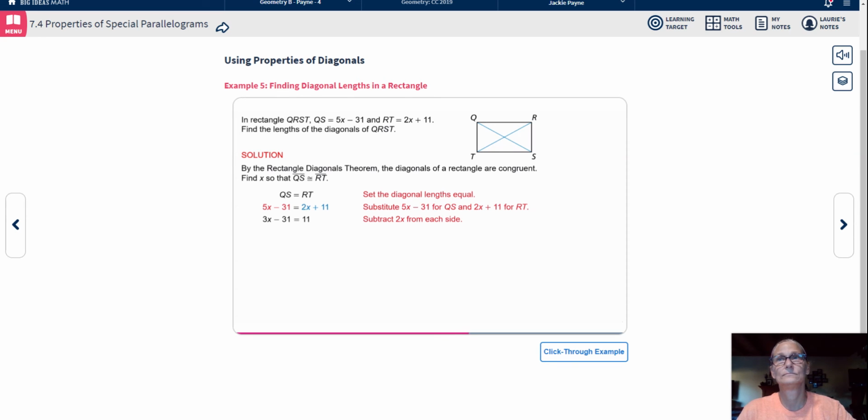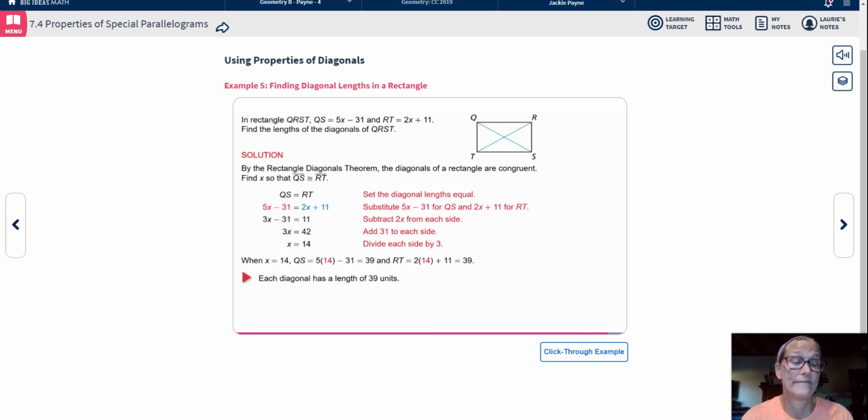Then add 31 to each side of the equation. This gives you 3x equals 42. Finally, divide each side of the equation by 3. This gives you x equals 14. When x equals 14, QS equals 5 times 14 minus 31, which equals 39, and RT equals 2 times 14 plus 11, which equals 39. So, each diagonal has a length of 39 units.